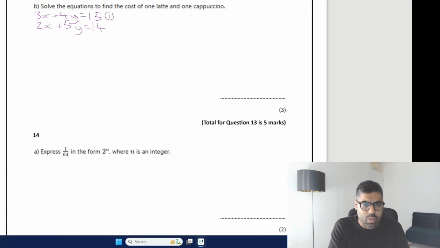Let's call this equation 1, this equation 2. None of our x's or the y's are the same, so what we're going to do is times equation 1 by 2. We're going to times equation 2 by 3, which will make our x's the same. So let's multiply that out. So the first one, we're going to have 6x plus 8y equals 30. Let's call that equation 3. Then we are going to have 6x plus 5y times 3, so plus 15y equals 14 times 3, which is 42. We're going to call that equation 4.